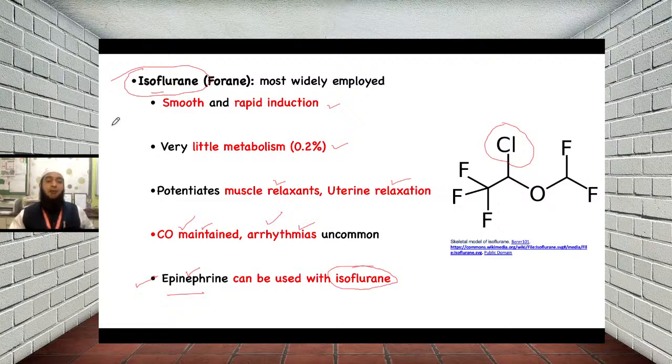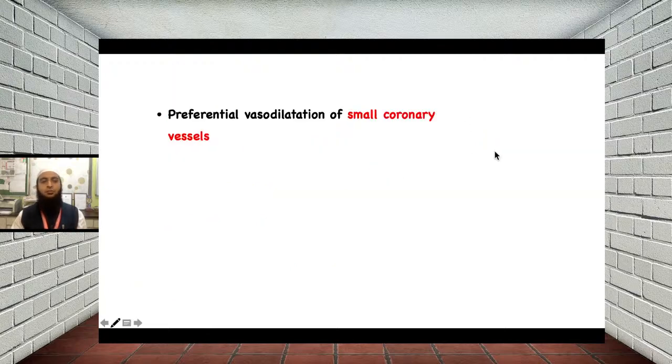But since in case of isoflurane there is not much effect on the cardiac output and not much effect on arrhythmia, epinephrine can be used with isoflurane. So that is the greater advantage of isoflurane. Now just look at the structure of isoflurane. Again, it consists of 5 fluorine atoms and 1 chlorine atom, and the chlorine atom is present at the iso position.